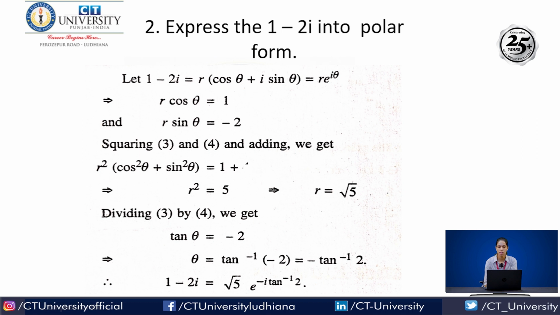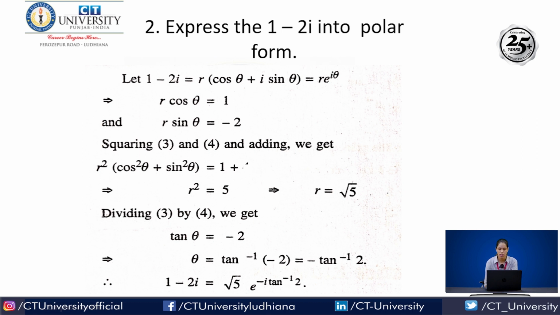Now squaring these two, I will be left with r square into cos square theta plus sin square theta equals 1 plus 4. As cos square theta plus sin square theta equals 1, because it is an identity, so I will be left with r square equals 1 plus 4, that is 5. So r square equals 5, taking the square root, r equals under root 5. This is our modulus.